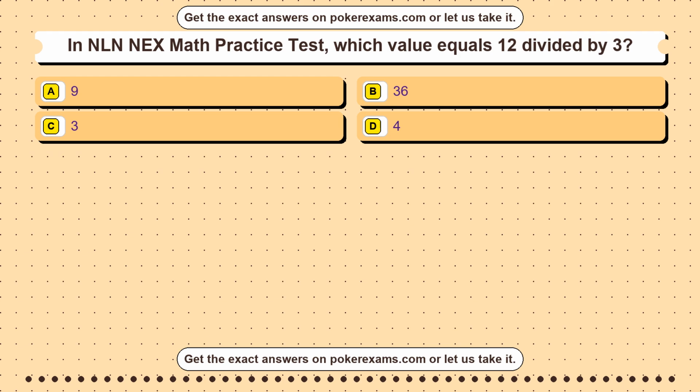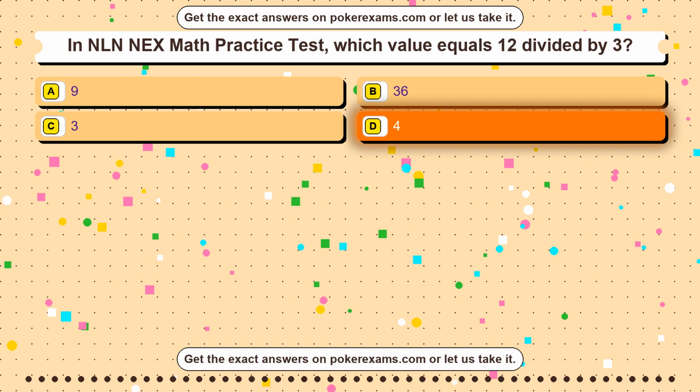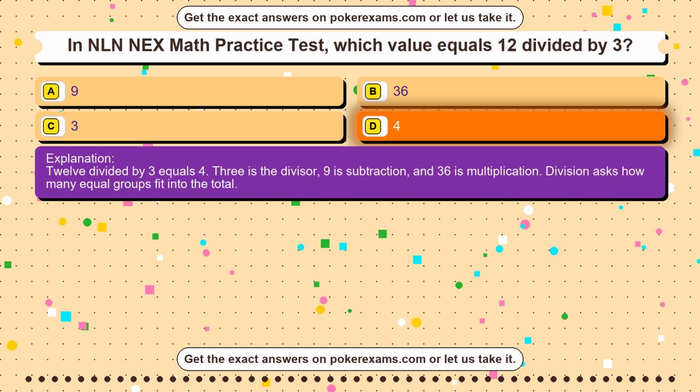Question 43. NLN NEX math practice test: which value equals 12 divided by 3? Option A 9. Option B 36. Option C 3. Option D 4. The correct answer is option D, 4. 12 divided by 3 equals 4. 3 is the divisor, 9 is subtraction, and 36 is multiplication. Division asks how many equal groups fit into the total.